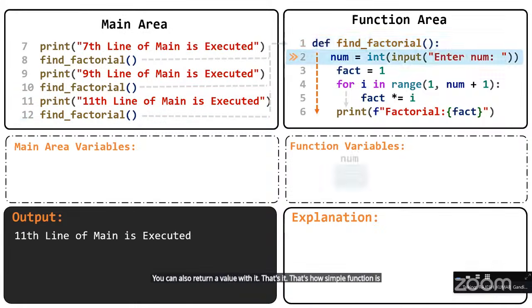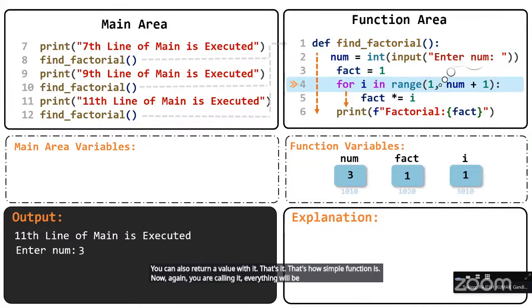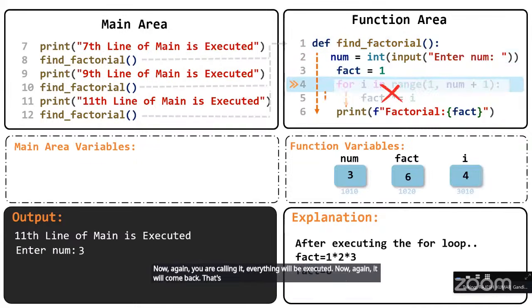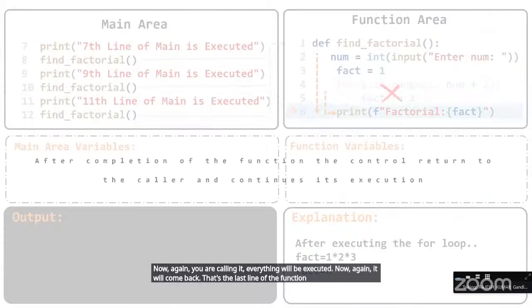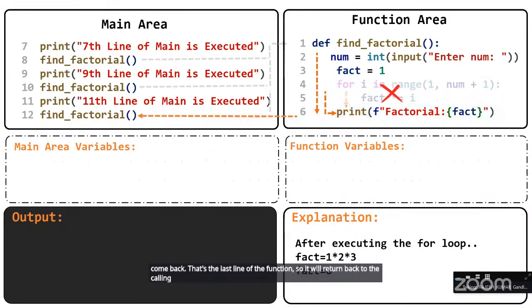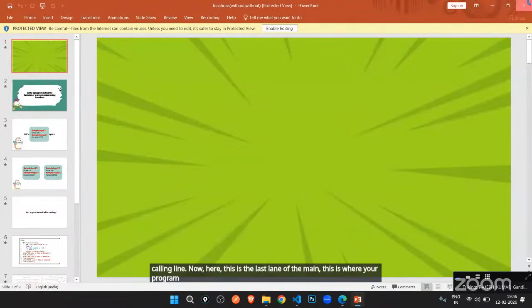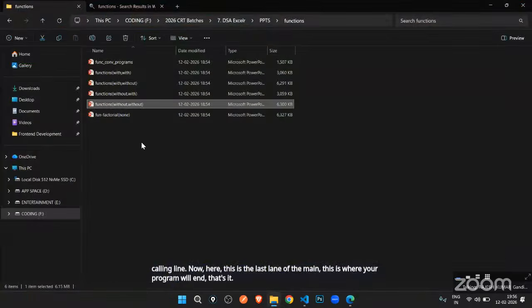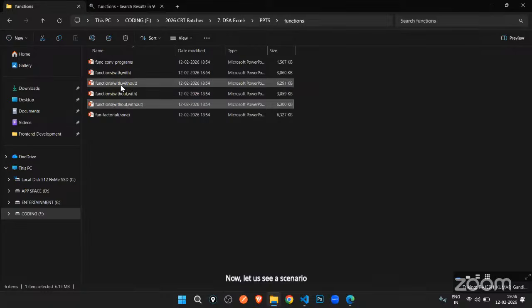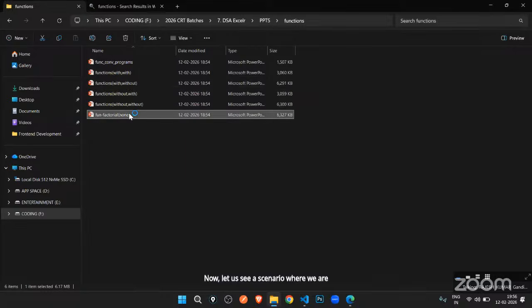Now again, you are calling it. Everything will be executed. Now again, it will come back. That's the last line of the function, so it will return back to the calling line. Now here, this is the last line of the main. This is where your program will end. That's it. Now let's see a scenario where we are getting None back.